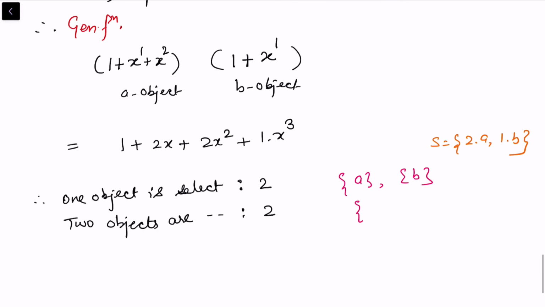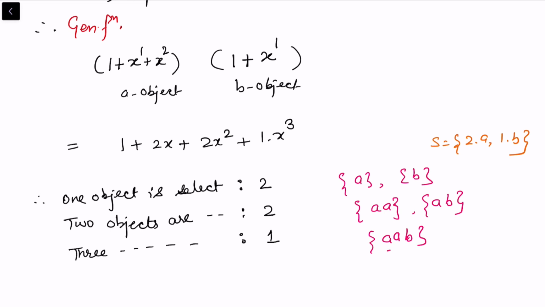Now looking at the relevant cases, two objects have to be selected, so either you select AA or you select AB. We cannot select BB because B cannot appear 2 times. So these are the two possibilities. In case we want 3 objects selected, we have only 1 way: 2 A's are selected and 1 B is selected. Order does not matter, since we are not doing this as an arrangement problem. This is simply a selection problem.